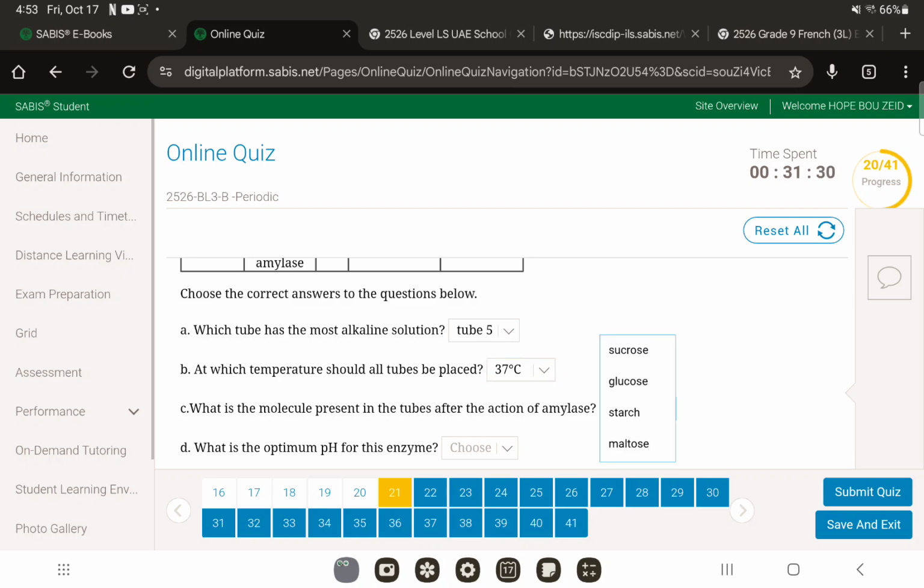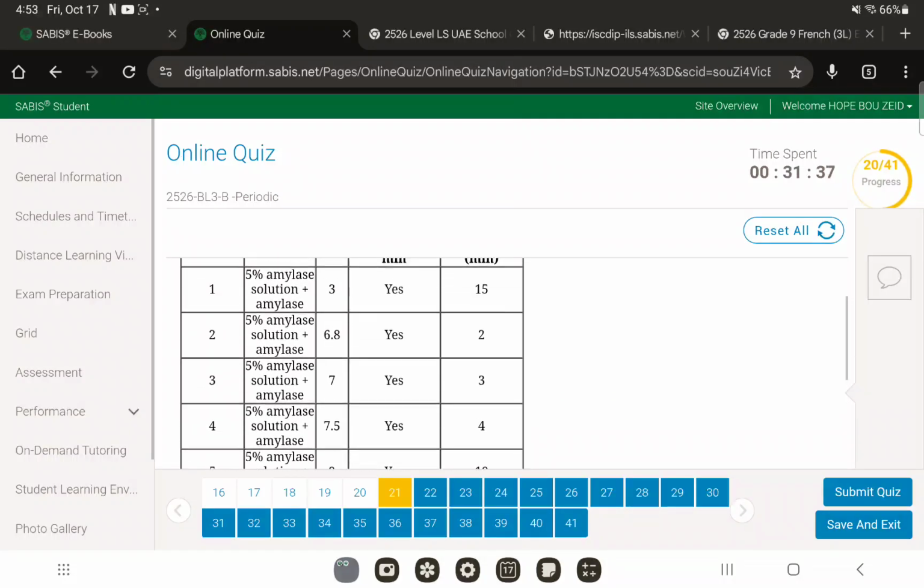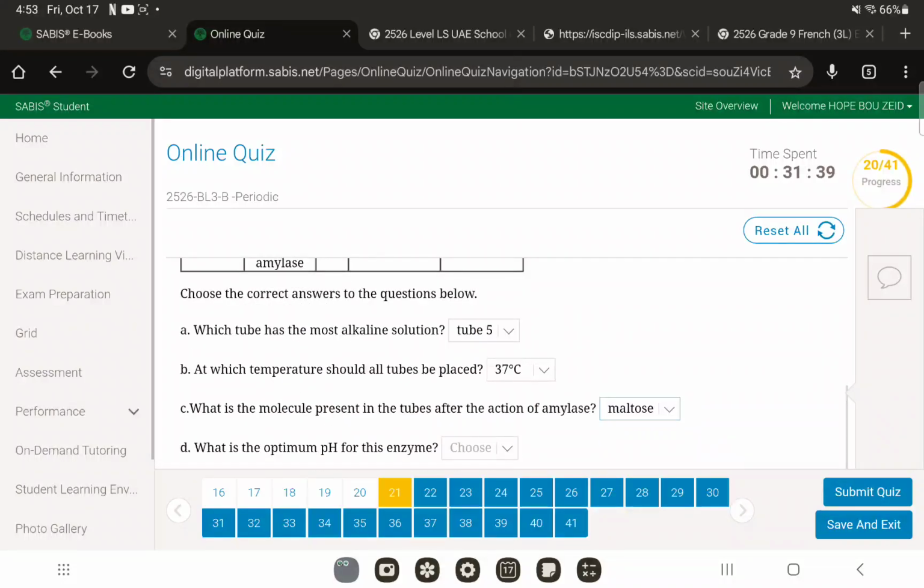What is the molecule present in the test tube after the action of amylase? After the action means the product. So what is the product? Basically, that's what they're asking. Maltose, because amylase breaks down starch and starch produces maltose.